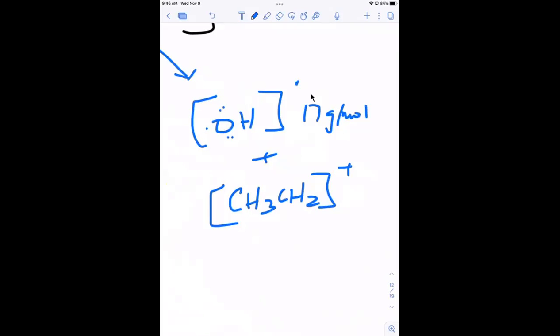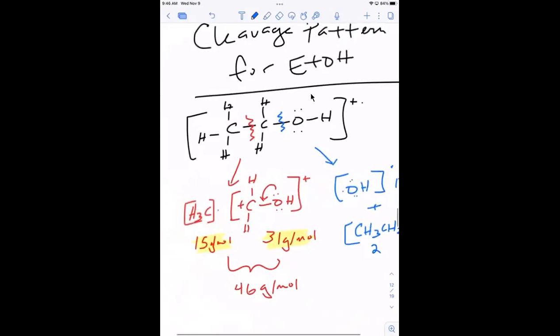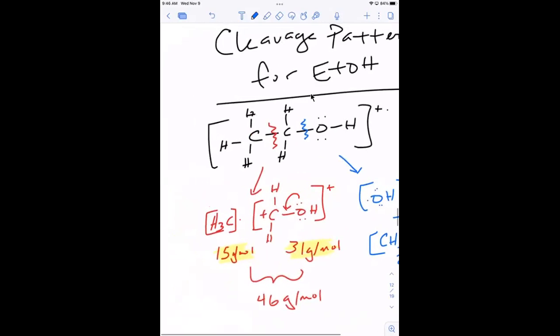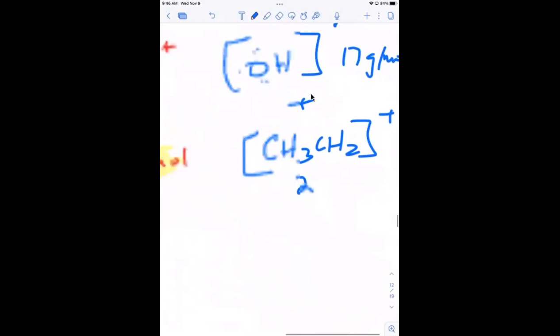You said this one's 46 too? The overall molecule is 46. So any fragments I break off, the total has to be 46 between the two fragments. It'll be 29. Yeah, so 29 would be the other piece.